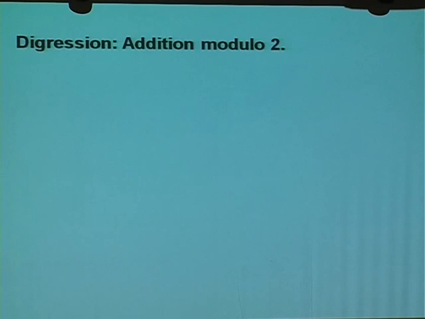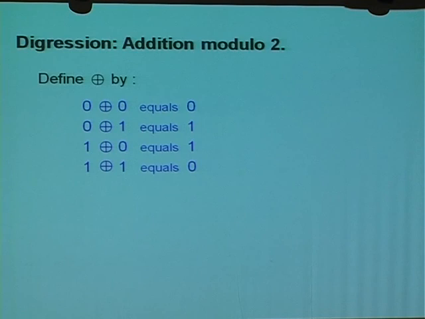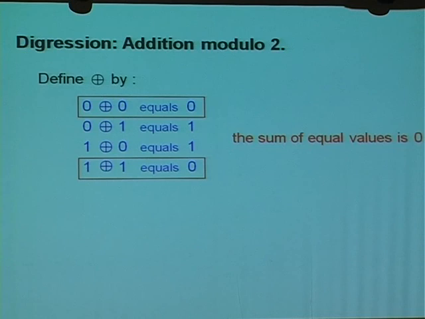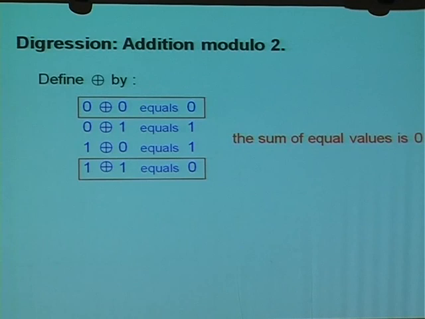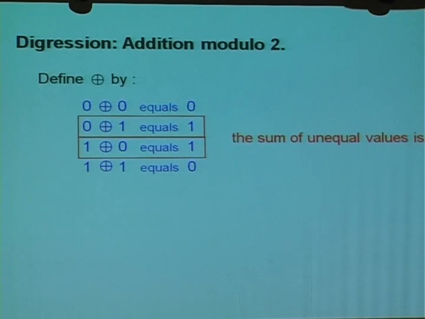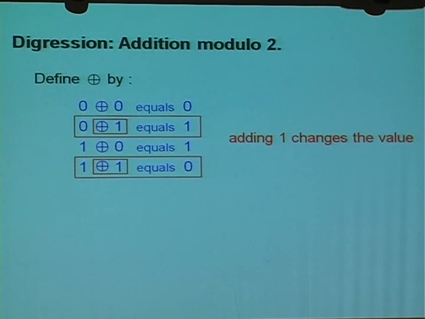Now, a little digression. Addition modulo 2, which I'm going to denote by this circle plus, and since I'm too lazy to keep saying circle, I'm going to start calling this plus, but you can put in the circle yourself. And it's defined this way by these formulas. Notice that the sum of two equal values equals zero, and the sum of two unequal values is one. And adding one changes a value. Very simple, it's sometimes called exclusive OR by hardware people.